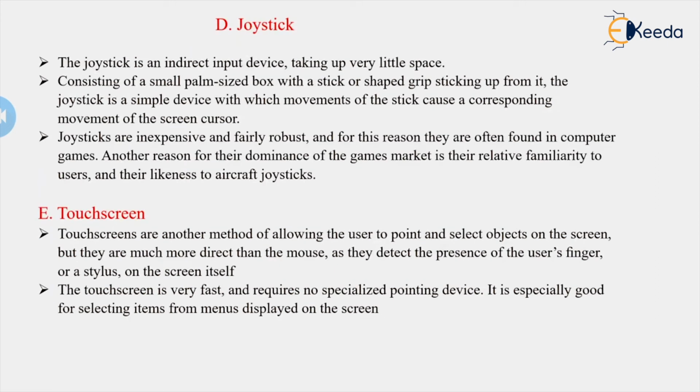Then you have the joystick. The joystick is famous for playing games as an input device. It takes very little space and is connected to your screen. It consists of a palm-size box with a stick or shaped grip sticking up. There are two types of joysticks, absolute and isometric, that depend on how you are using them to position the cursor on the screen. This type of joystick is also a velocity control joystick. Joysticks are inexpensive and they are fairly robust.